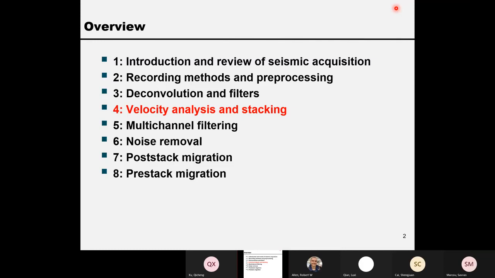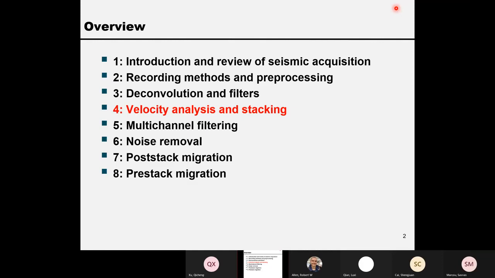So for the stack section, in the previous three sessions we talked about acquisition geometry, acquisition equipment, recording methods, and pre-processing. And also last week, we talked about deconvolution and filtering. So we have prepared the data for the next step, which is imaging.